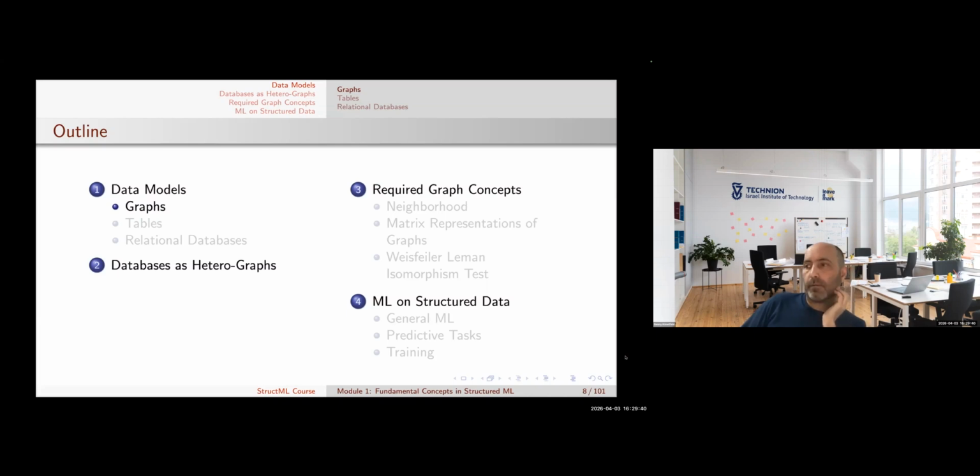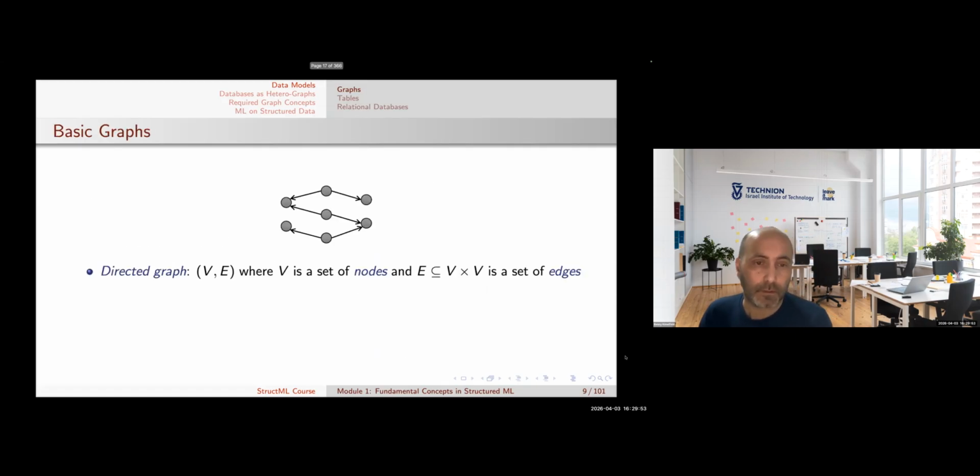So we define some graph concepts. This part has several definitions in it. Some of them are standard, so bear with me. A directed graph is defined in the usual way: V, E, where V is a set of nodes, and E is a set of pairs of nodes.